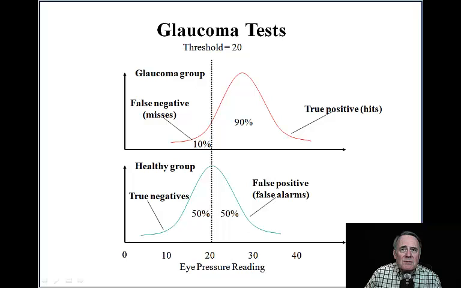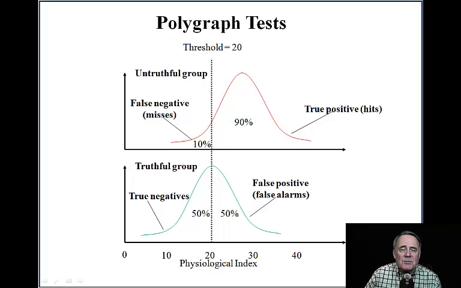Now suppose we consider the eye pressure distributions as the distributions of the physiological indices generated by truthful and untruthful groups of people. You can see the problem immediately. 10% of the untruthful persons are deemed truthful, and 50% of the truthful persons are deemed untruthful. That would be the false positive.